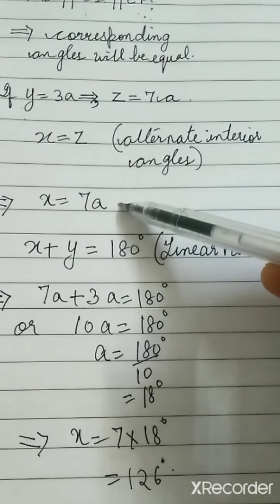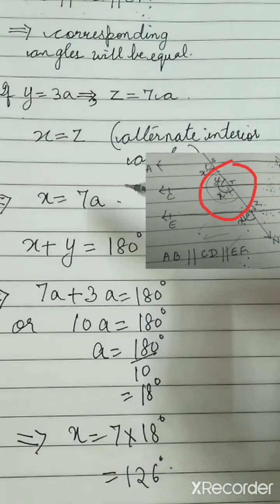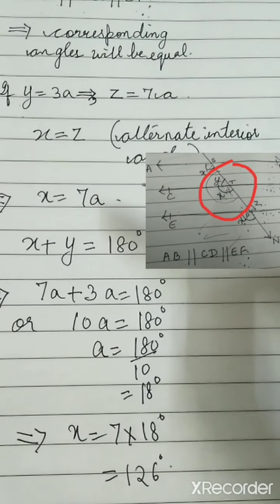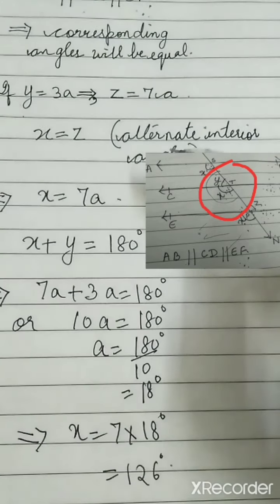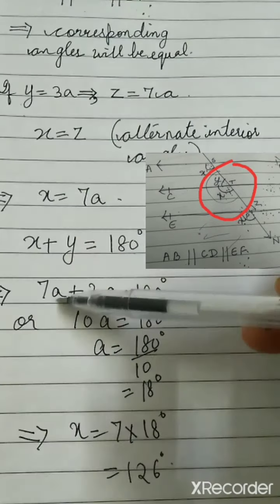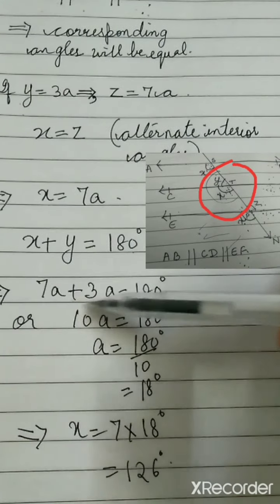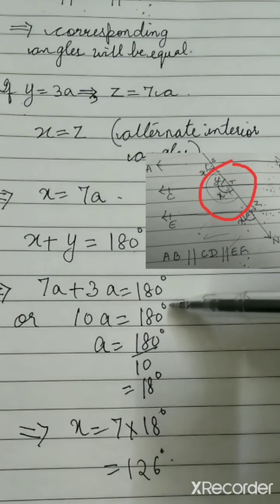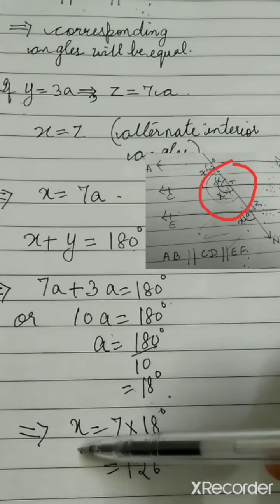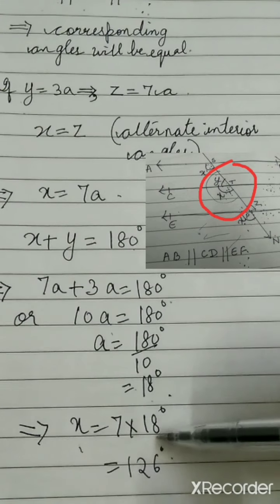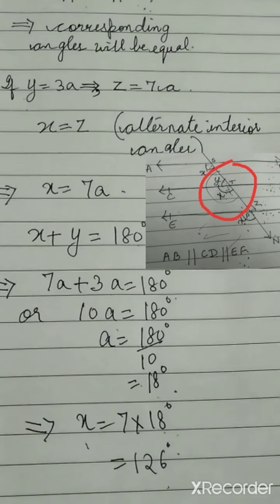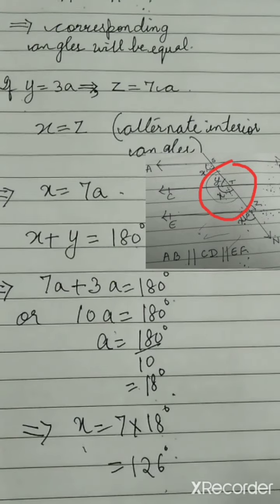Now you can also see that at the point T, the two angles y and x are forming a linear pair. Therefore their sum will be 180 degree. Therefore putting the value of x as 7a and y as 3a, what we get, 7a plus 3a is equal to 180 degree, or the value of a we get as 18 degree. So what will be the value of x? Value of x will be 7 into 18, that is 126 degree. This is your second question.